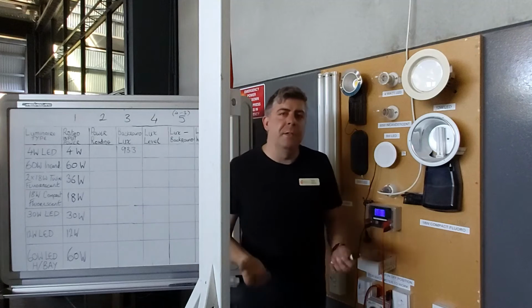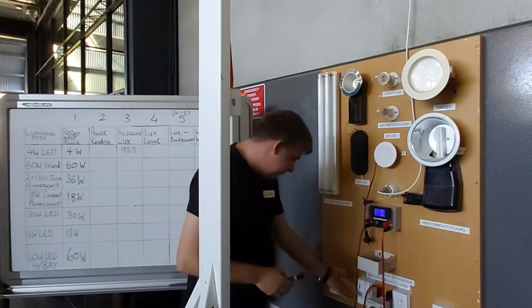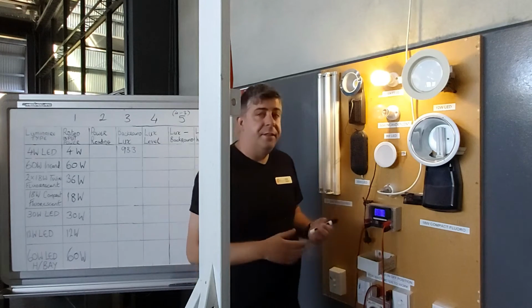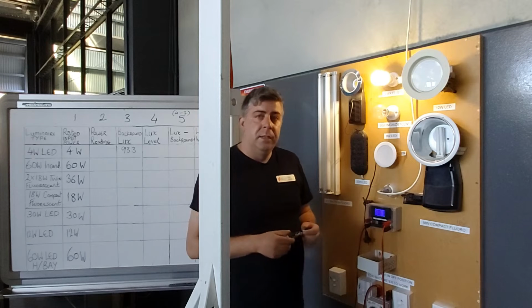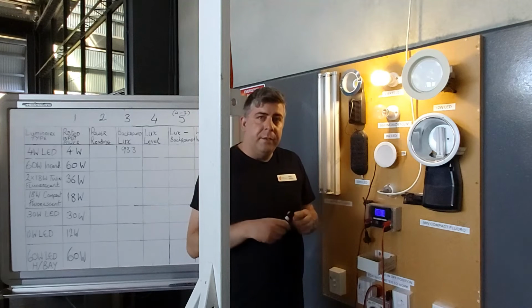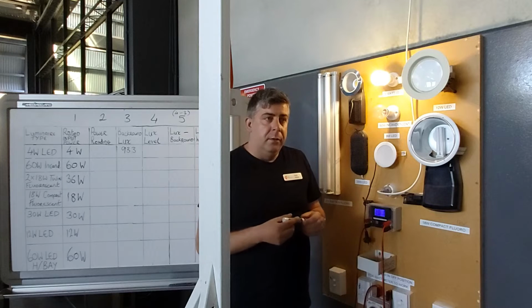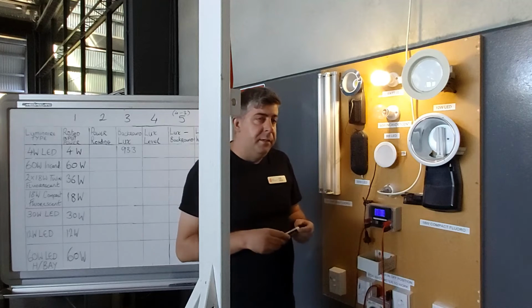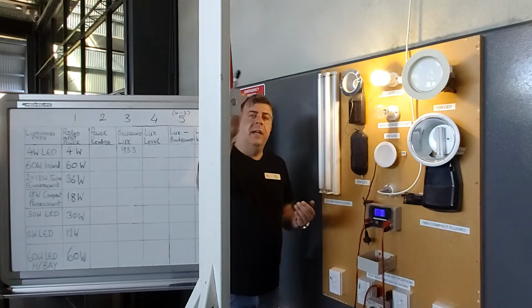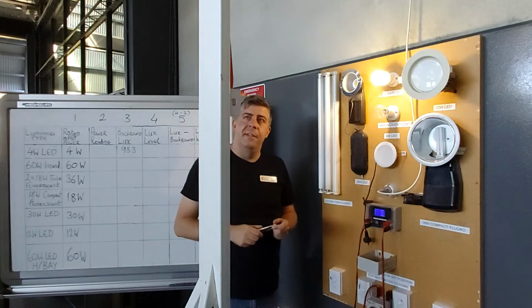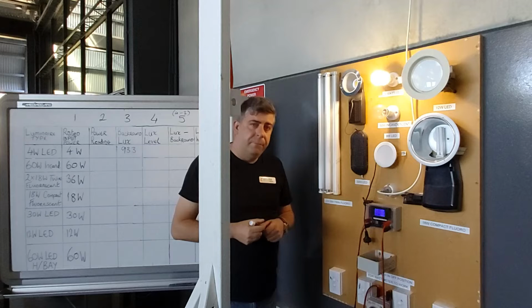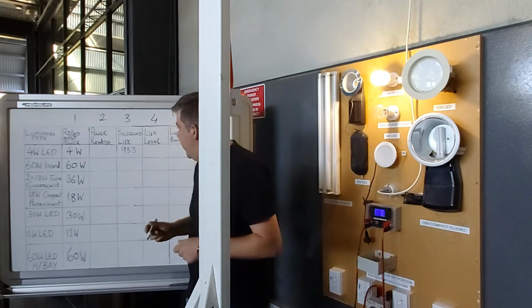Now I'm going to turn my first light on, and it's a 4-watt LED globe, so I expect it to have quite a good light output for how much energy it's consuming. So I'm going to stand back, making sure I'm not casting a shadow onto the light sensor, and take a reading now of 131.4 lux, and I'm going to fill that into my table.